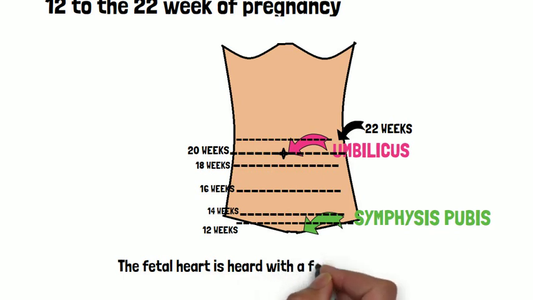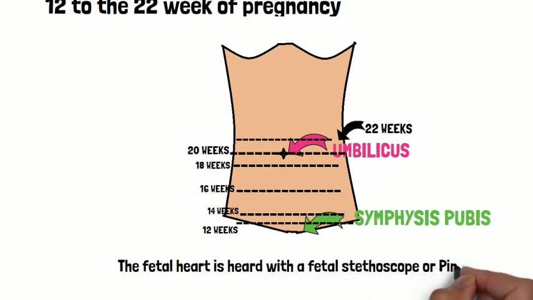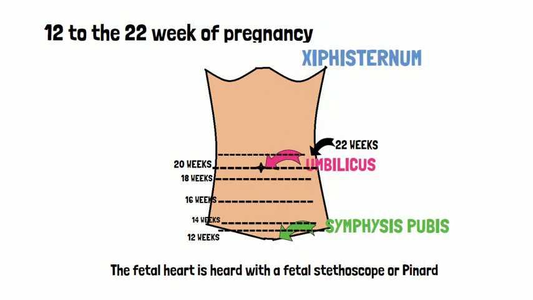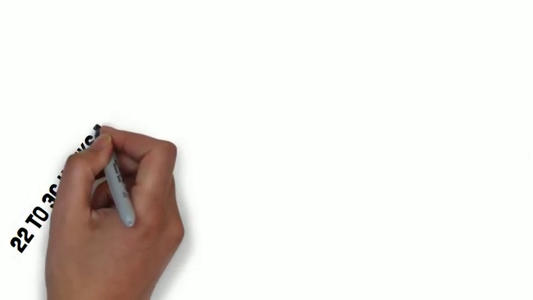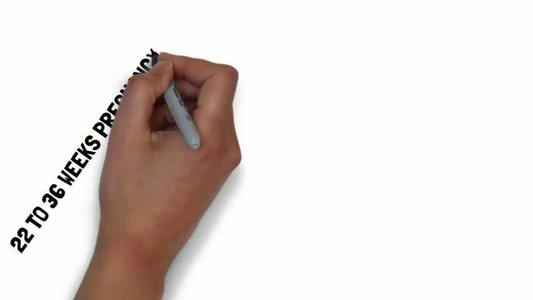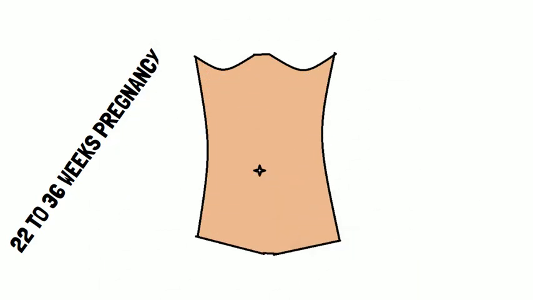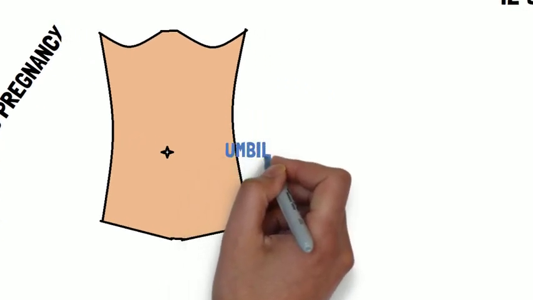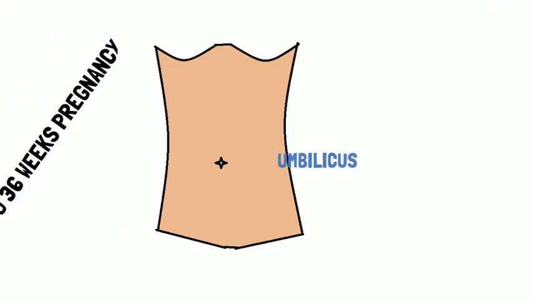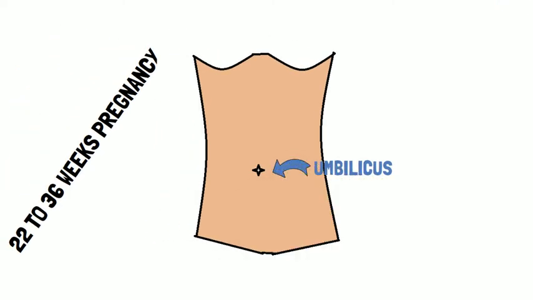The fetal heart is heard with a fetal stethoscope or a Pinard to confirm the fetus is alive. From the 22nd to the 36th week of pregnancy, the measurement in centimeters correlates to the gestational period in weeks with an error of 1 week. The exception to the assessment is when there are multiple pregnancies, uterine fibroids, or the fetus has a transverse lie.